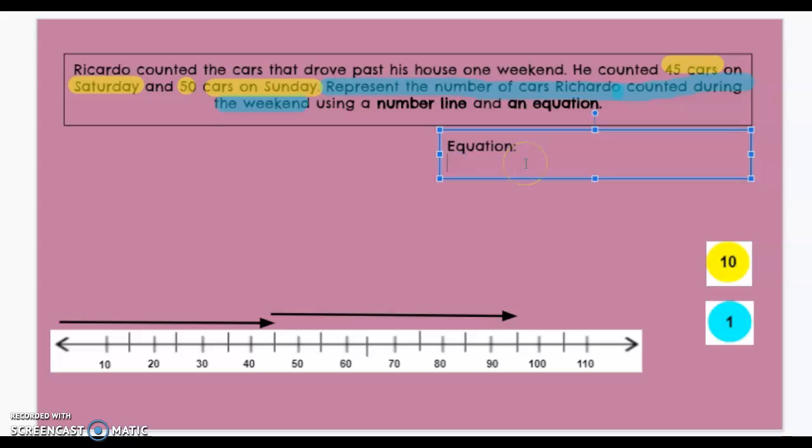So let me represent this in the equation. 45 cars on Saturday plus 50 cars on Sunday equals total number of cars. All right? So that's what your equation would look like. I don't have an answer. I just want the equation, okay? We're not solving for these problems. We are just practicing representing them. So you're going to do this again on the next slide, and it's the exact same problem, but you're representing it with a strip diagram.